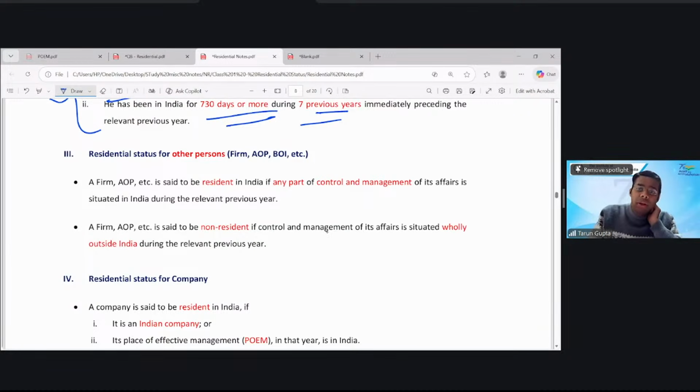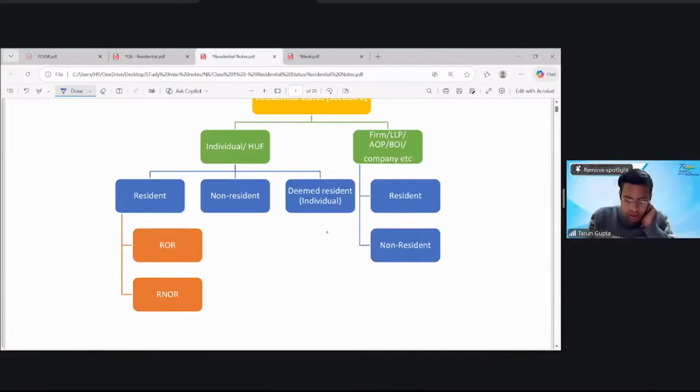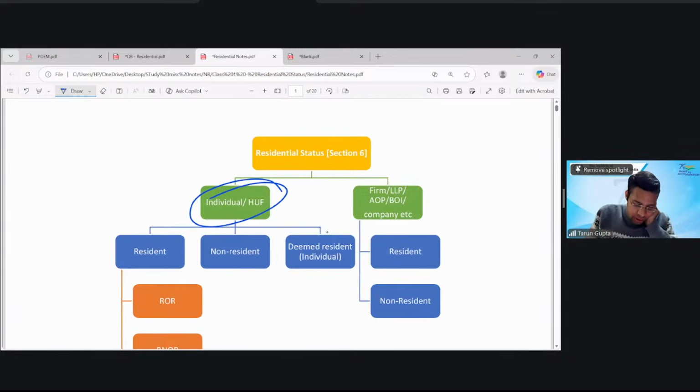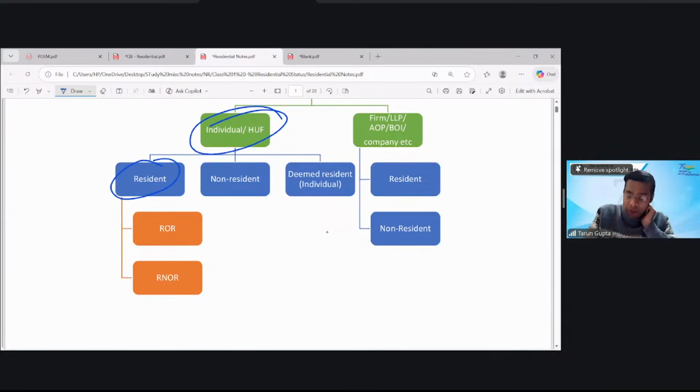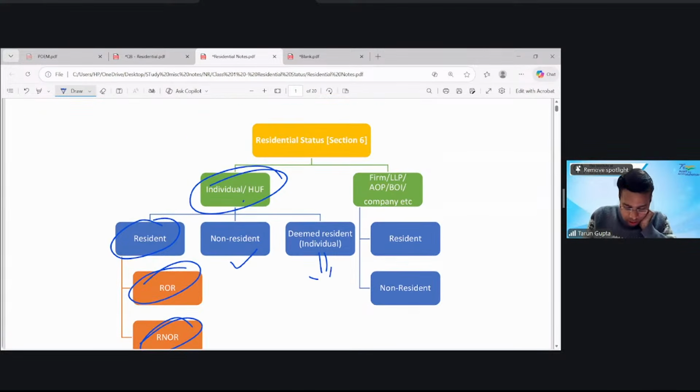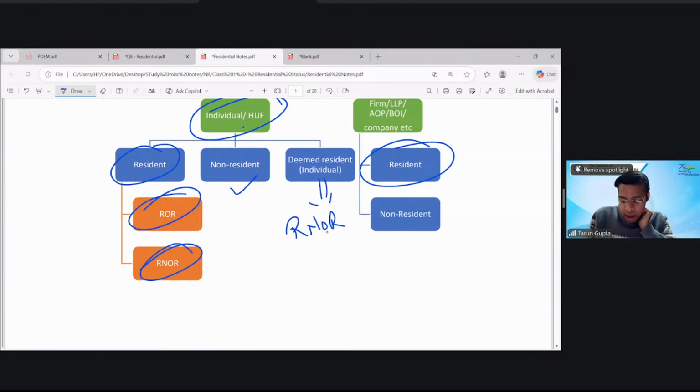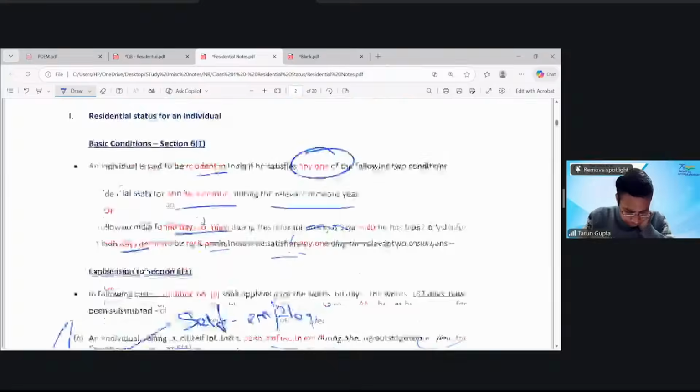Now, for all other persons, there is a concept of either resident or non-resident. The concept of ROR or RNOR applies only to individuals and HUFs. I have prepared a small chart. An individual or HUF may be resident, and if resident, will be either ROR or RNOR, or may be NR, or may be deemed resident. In the case of a deemed resident, he will always be RNOR. For all other persons, they will either be R or NR. There is no concept of ROR or RNOR. Okay.